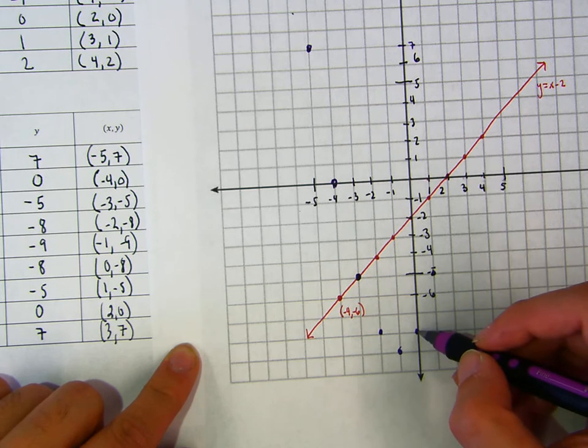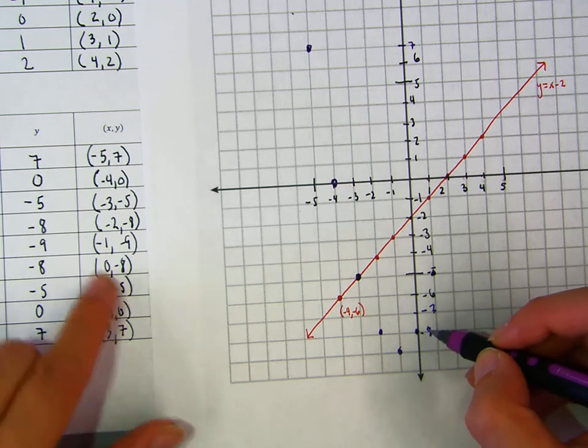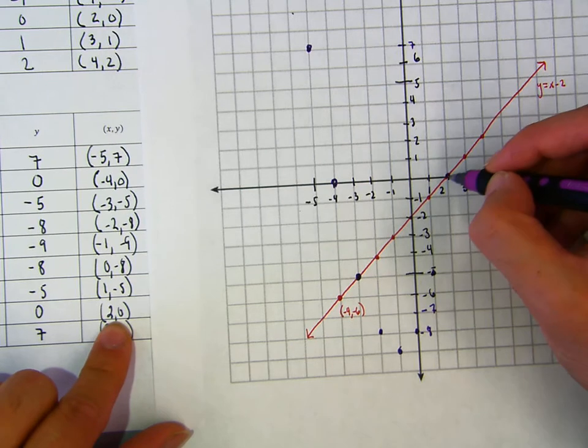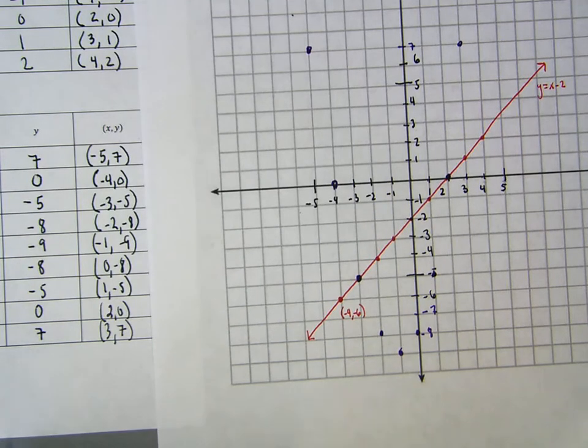Oh, did I make a mistake? At 0, this is -7, this is -8. At 0, -8, 1, -5, 2, comma 0, 3, comma 7. No mistake. Okay, and this is the graph.